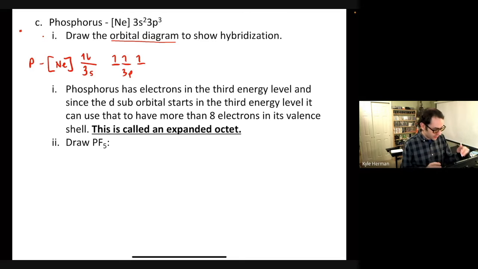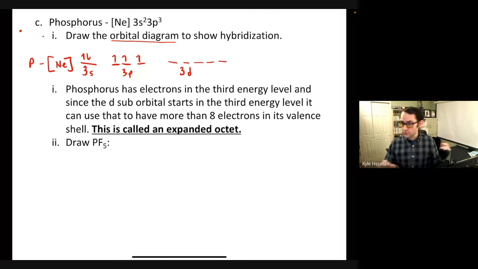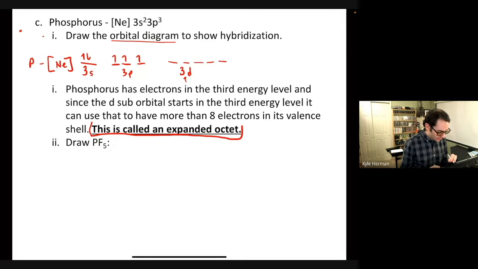You know there's a 3d because we've been doing electron configuration for a while, but you also know that we normally wouldn't use it yet. Normally we'd have to go to 4s2 and then back down to 3d. But phosphorus is special. It can access this d orbital, and what we would call this is an expanded octet, because it's going to have more than 8 electrons in there.